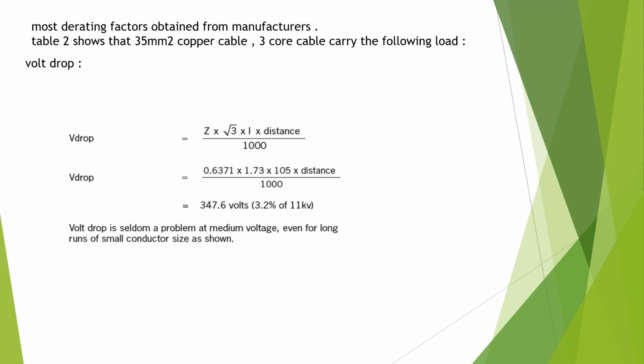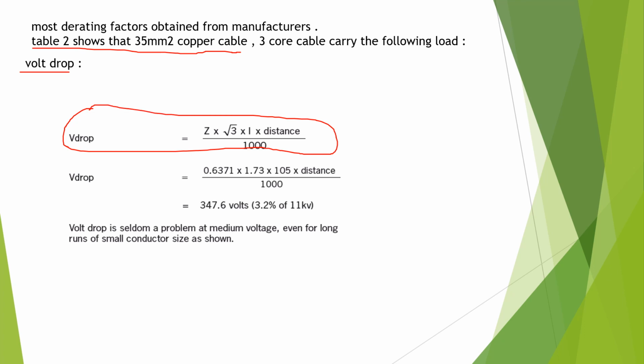160 amps. Okay, now we go here. From the table, if we go back to that table, we see the closest there is a 35 square, 3-core cable carrying the following load. Volt drop: so we can calculate the volt drop. This is the formula that you use to calculate the volt drop: impedance, square root 3 times I times distance divided by 1,000.